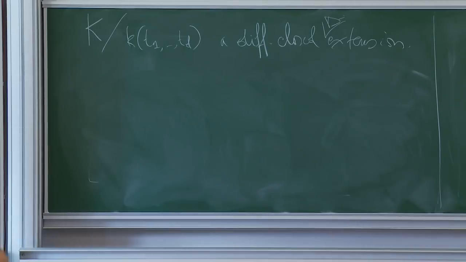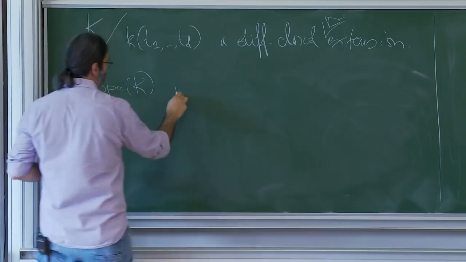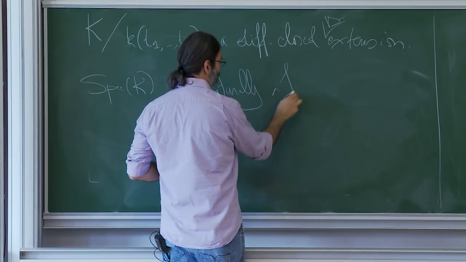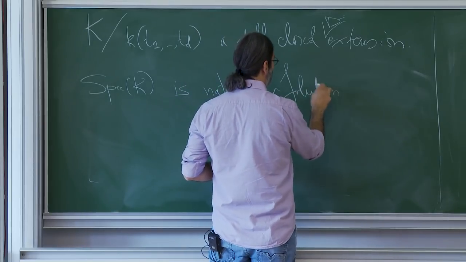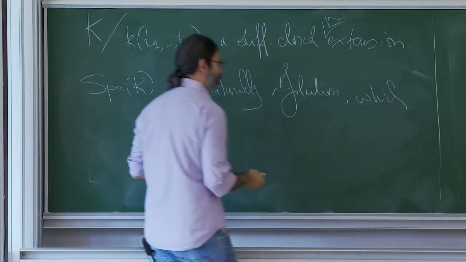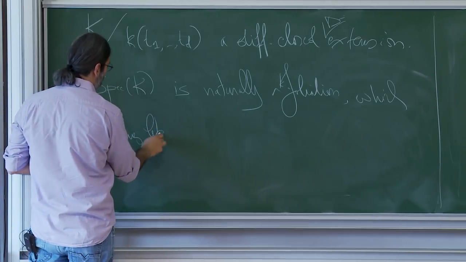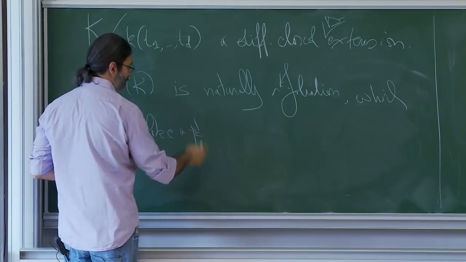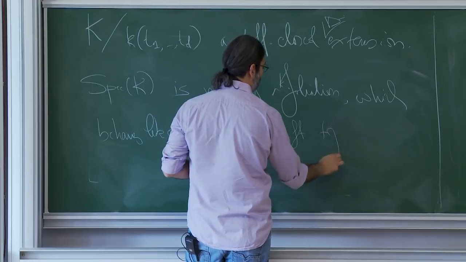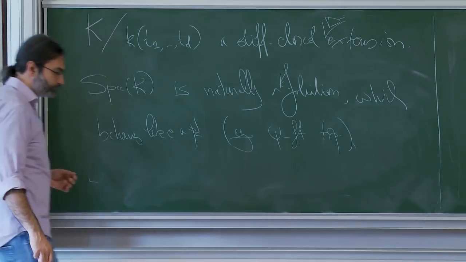So the point is that the spectrum of K is naturally a foliation, a K foliation, which behaves like a point, for example with respect to the CFT topology. So it's like an algebraically closed field for the Zariski topology.